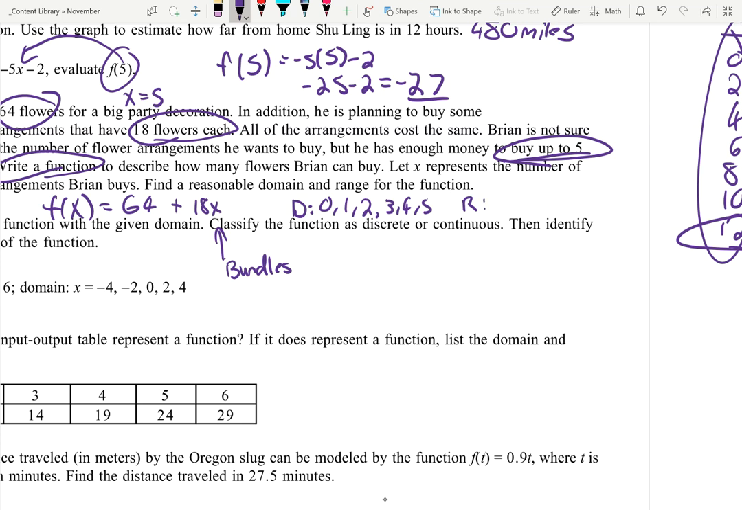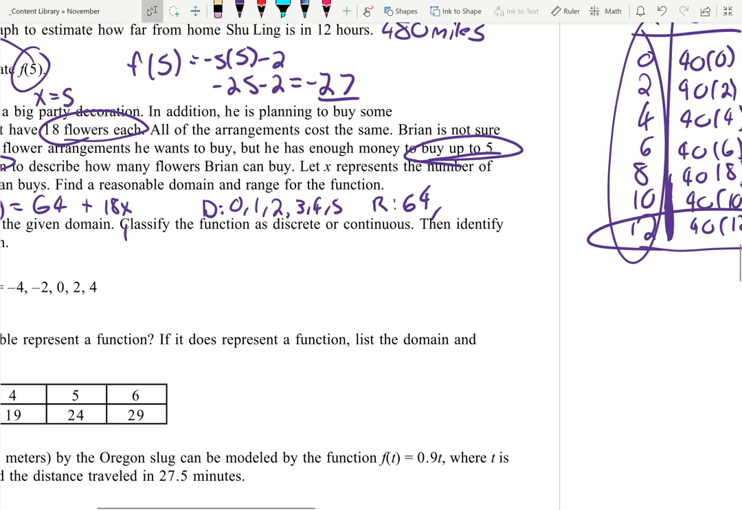If he buys 0 bundles more, then he has 64 flowers, because that's what he started the problem with. If he buys 1 bundle more, then he has 18 more flowers, which means he would have 82 flowers. If he buys another bundle, it'll be 100 flowers. So that's 0 bundles, 1 bundle, 2 bundles. If he buys a third bundle, it'll be 118. If he buys a fourth bundle, it'll be 136. And if he buys the fifth bundle, it would be 154.